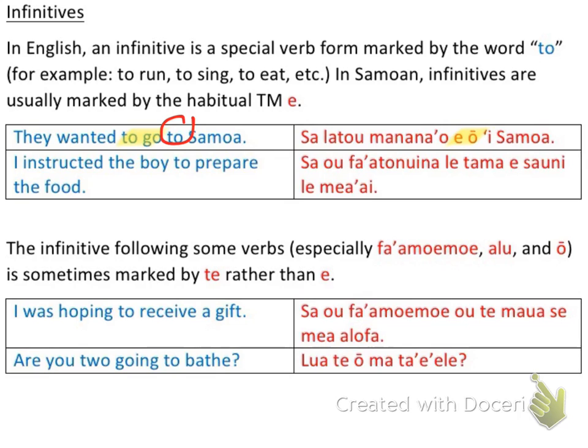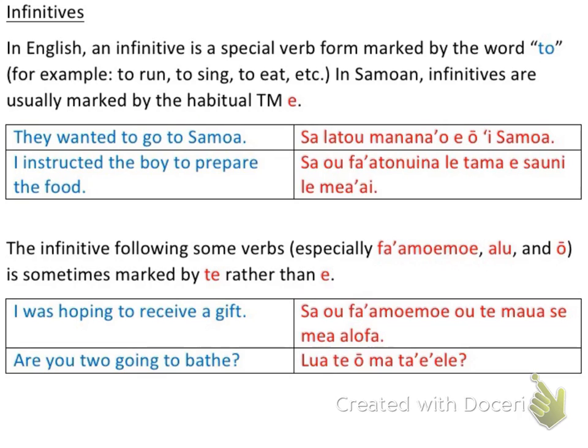This isn't always the case, but if you ever want to use some kind of verb with the word to, it's normally going to be the habitual tense marker a. And then the to right after is a different form of to. This is a prepositional to, showing you the location of where they want to go, and that would be e. We've learned that in other videos.